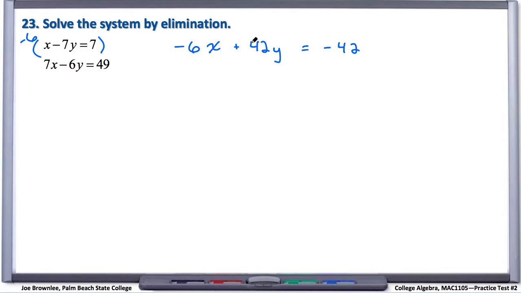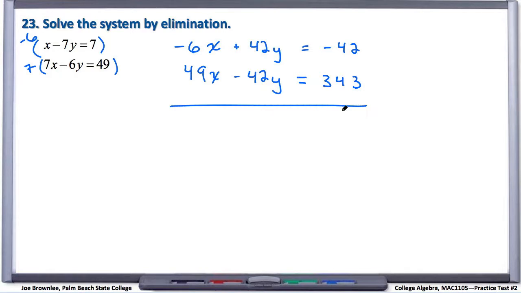All right, so we've got a positive 42y in the first equation. We want to make this negative 6 into a negative 42. And to do that, we'll multiply equation 2 by a positive 7. And so positive 7 times 7x gives us 49x. Positive 7 times negative 6y is negative 42y. And 7 times 49 is 343.